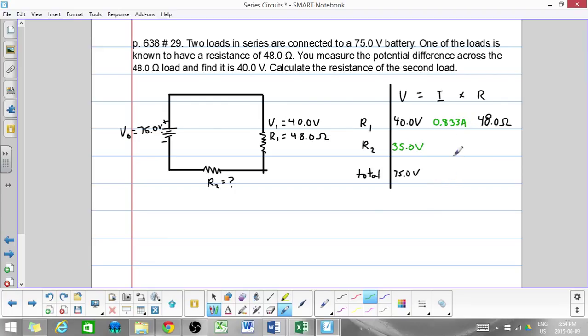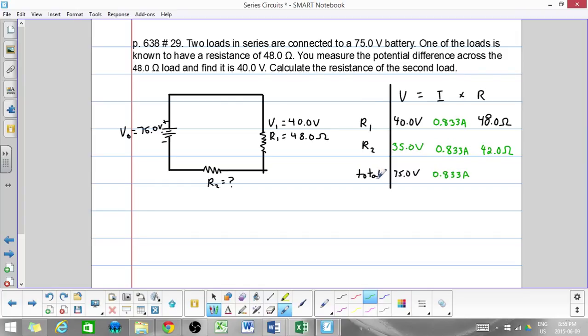Great. And now we can fill in the whole I column because we know that the current is the same everywhere in a series circuit. So 0.833 amps. And I mean the total current is the current through the source, 0.833 amps. And knowing those, now we can use Ohm's law again to find the final resistances. Okay, so R will be V divided by I, making this one 42 ohms.